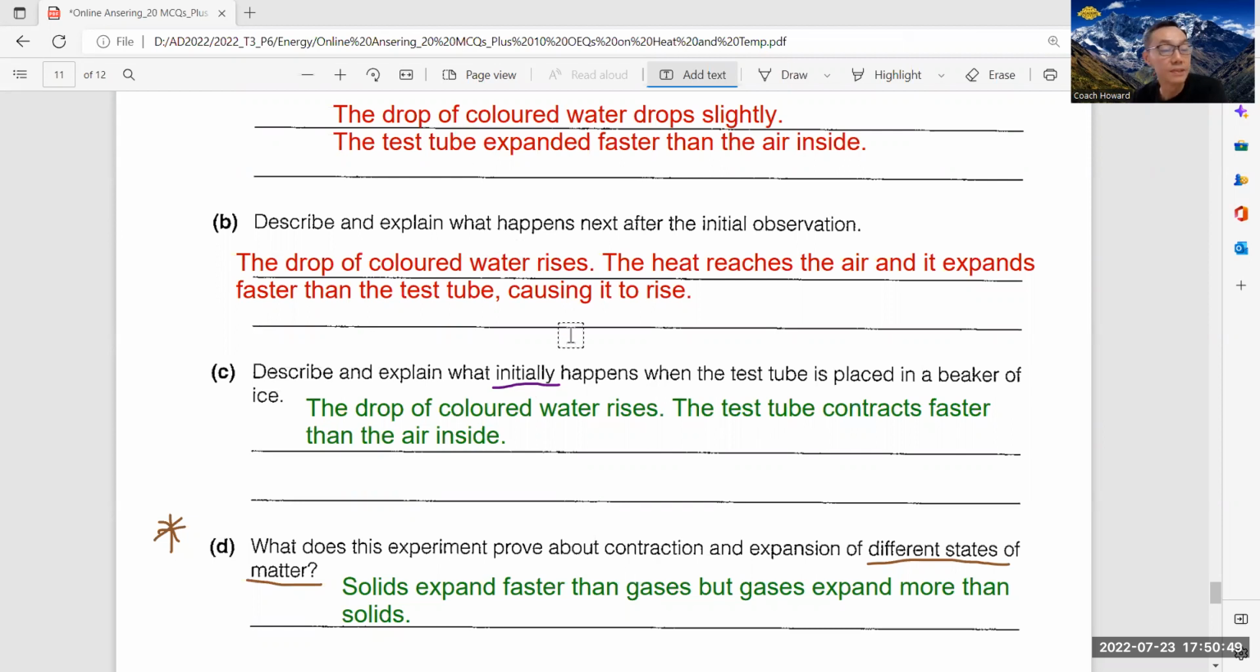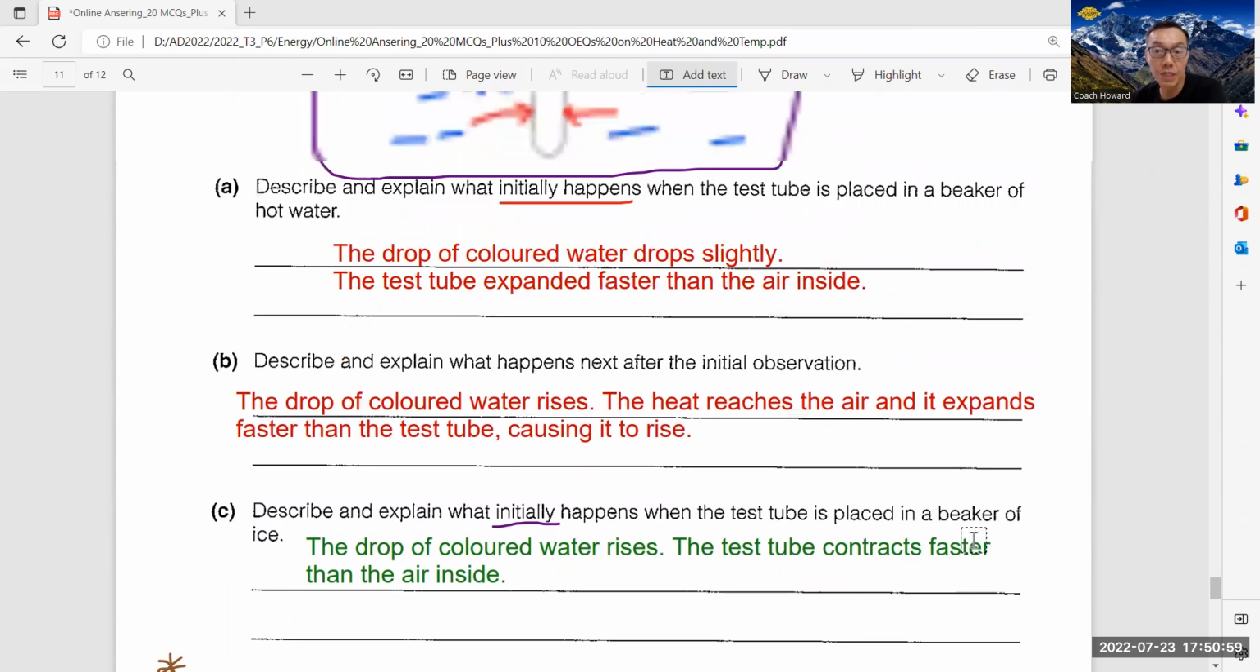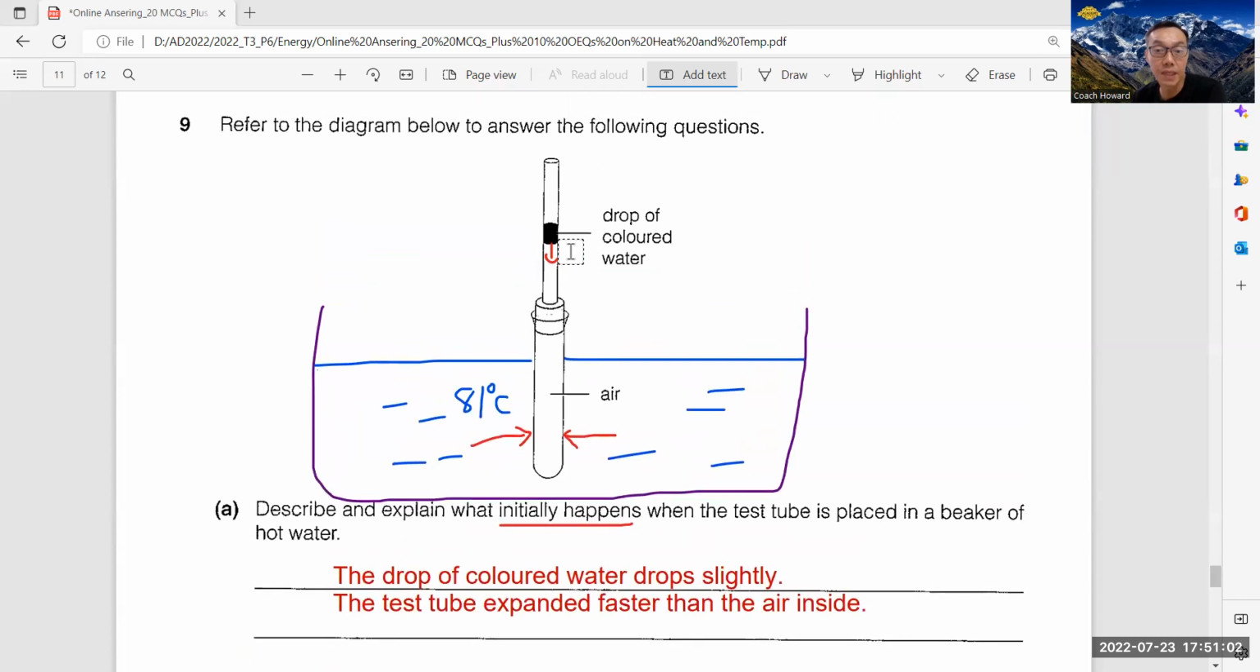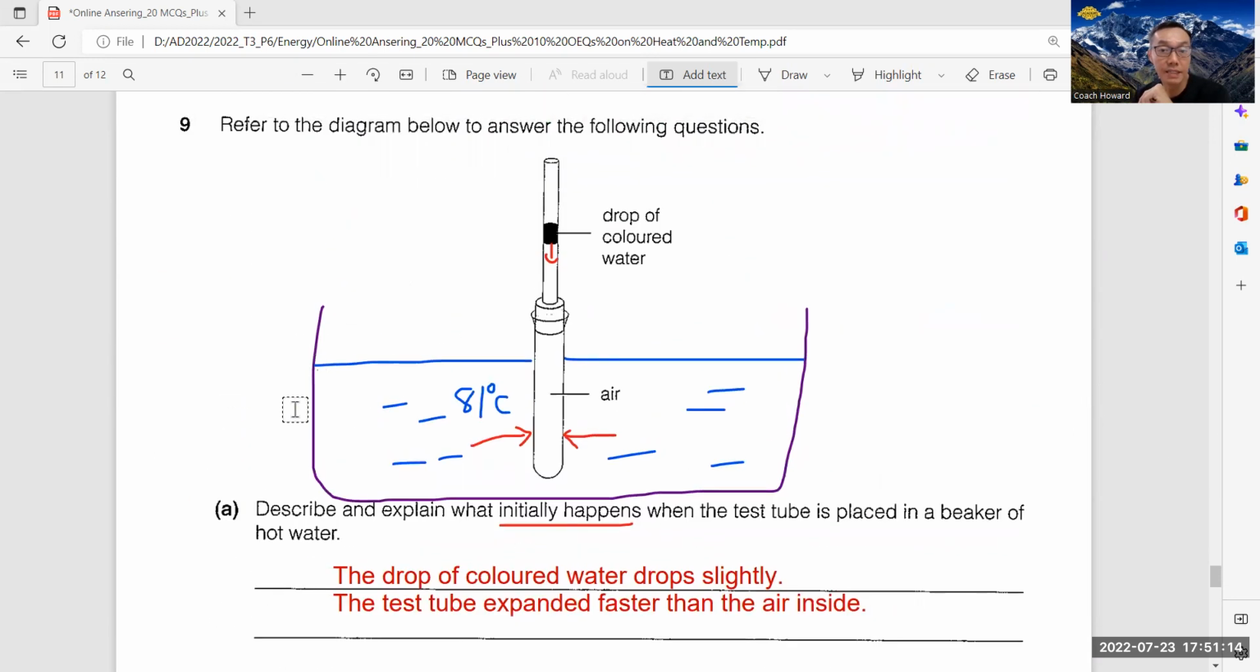Okay, next, what can be done to ensure the drop of colored water drops less initially when placed in hot water? So that means they refer here. Because the colored water drops, but it dropped a little bit. So now they ask you, how can I prevent it from even dropping, to drop even less? So you notice here, it's actually why the thing drops, because of this thing here.